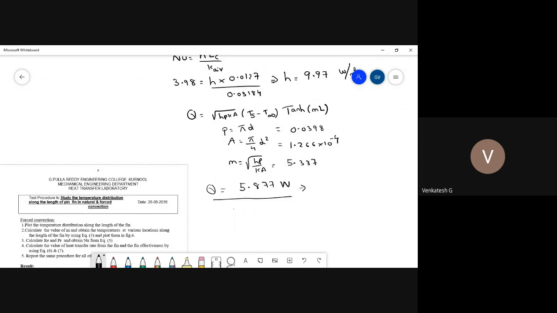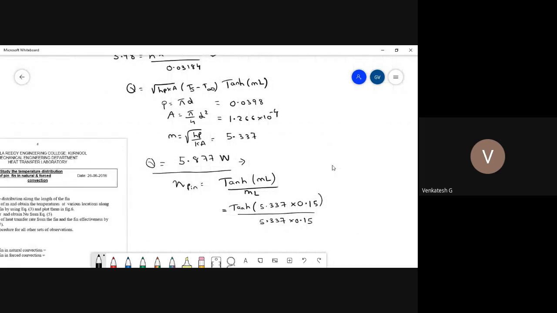Now, in order to calculate the fin efficiency, it is given by tanh of mL, the hyperbolic function, by mL. So this is the equation. If you substitute all the values, tanh of, what is the m value, 5.337 into, what is the length of the fin here, 15 centimeters, so it is 0.15. Please remember this is L, not Lc. So we need to take the actual length. So tanh of mL by mL, with m as 5.337 into 0.15. The efficiency of the fin will be 82.98%.